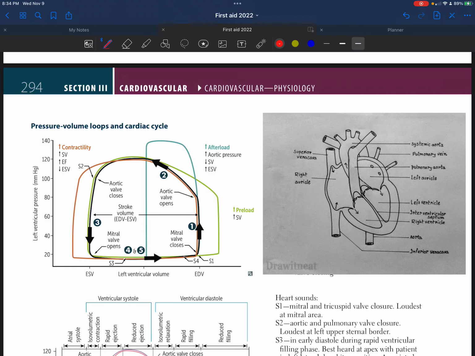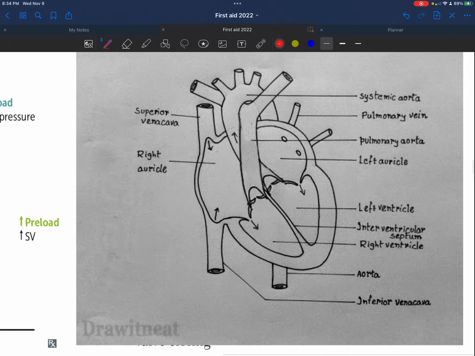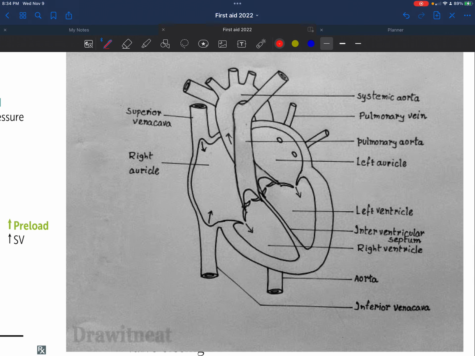Okay, so now we'll be talking about the pressure volume loops in the cardiac cycle. If we take a look at the heart first, the whole process of a cardiac beat starts with the opening of the mitral valve and tricuspid valve over here.